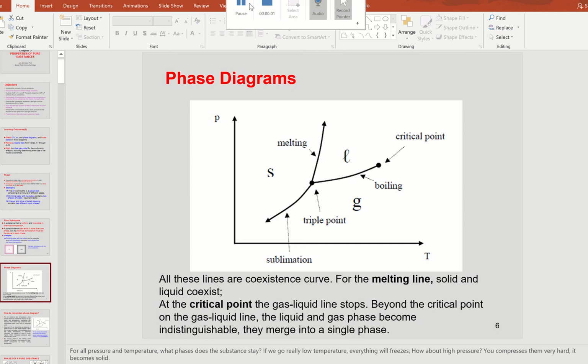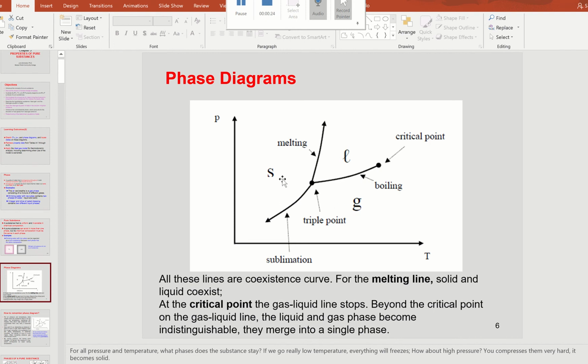Hi, in this video, we're going to talk about phase diagram. So phase diagram is telling us, for example, here it's a pressure and temperature chart. And we know there are solid, liquid, gas, SLG here. All those lines are the coexistence lines.